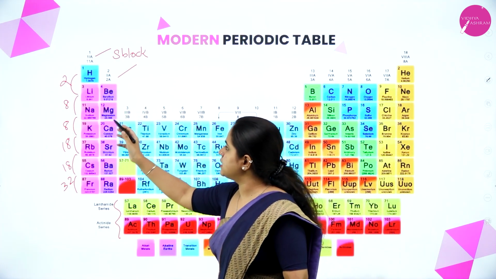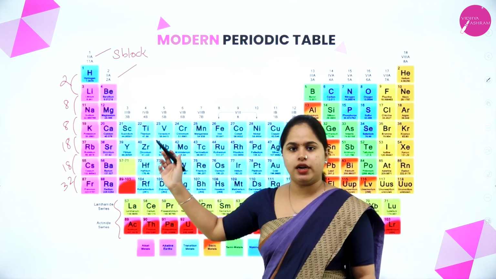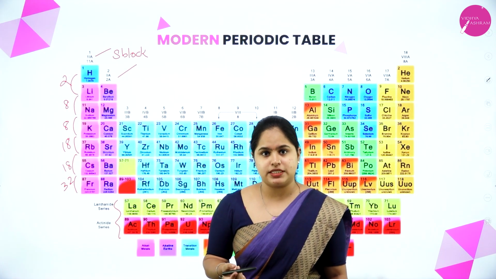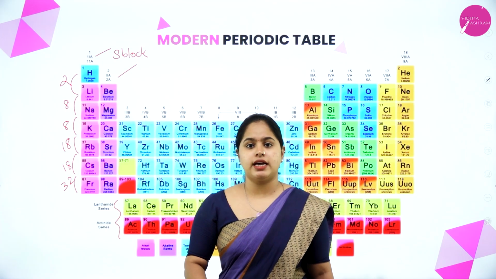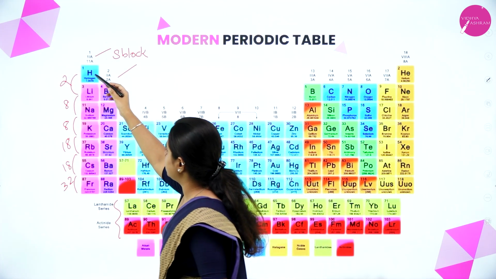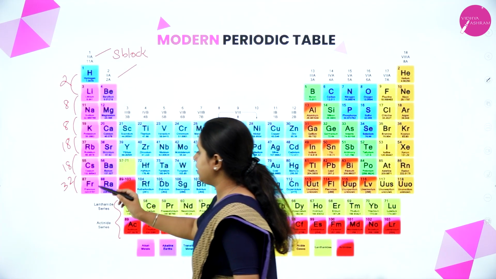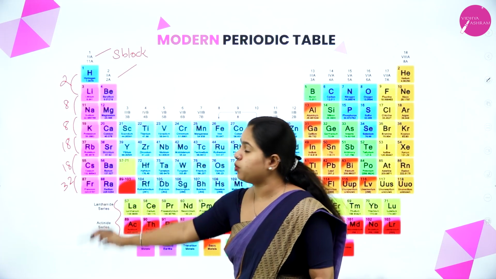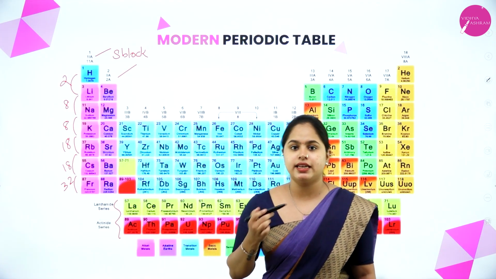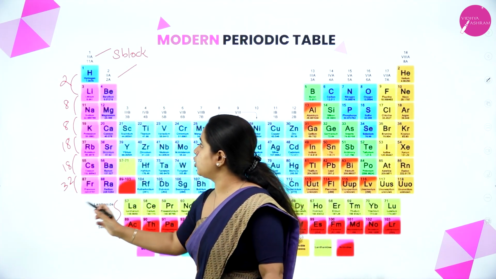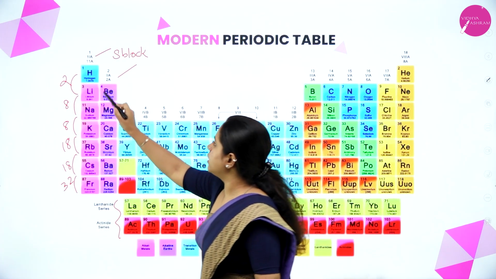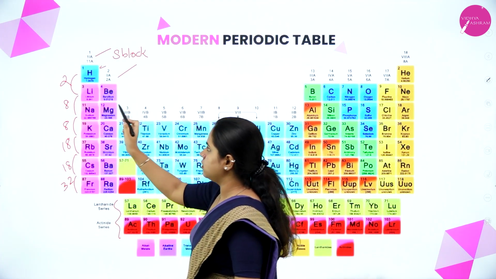So the first and second groups together are called the S-block elements. The first group, hydrogen, lithium, sodium, potassium, rubidium, cesium, francium, is called the alkali metals. The second group is called the alkaline earth metals, and the first and second groups together belong to the S-block elements.